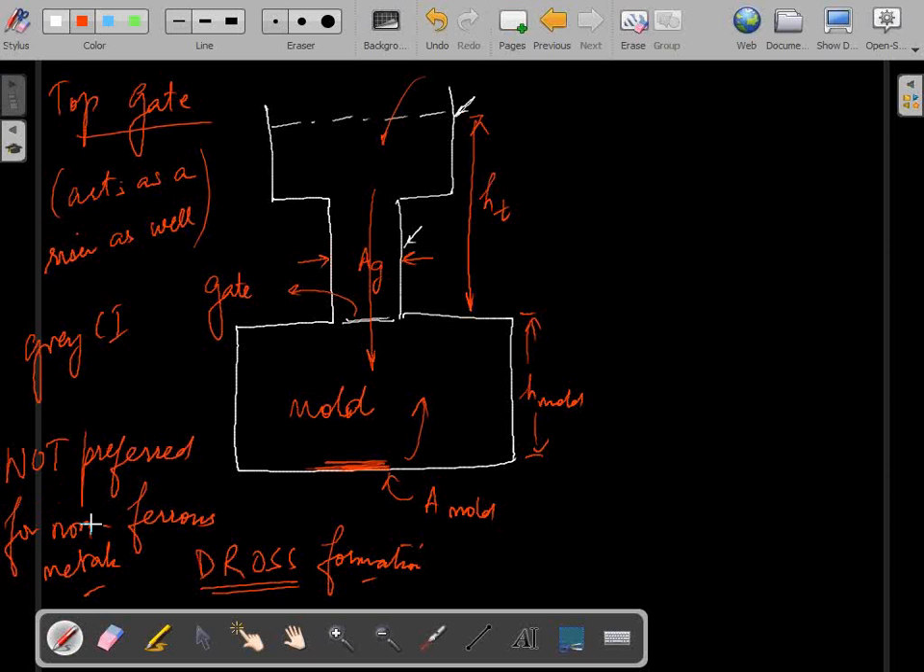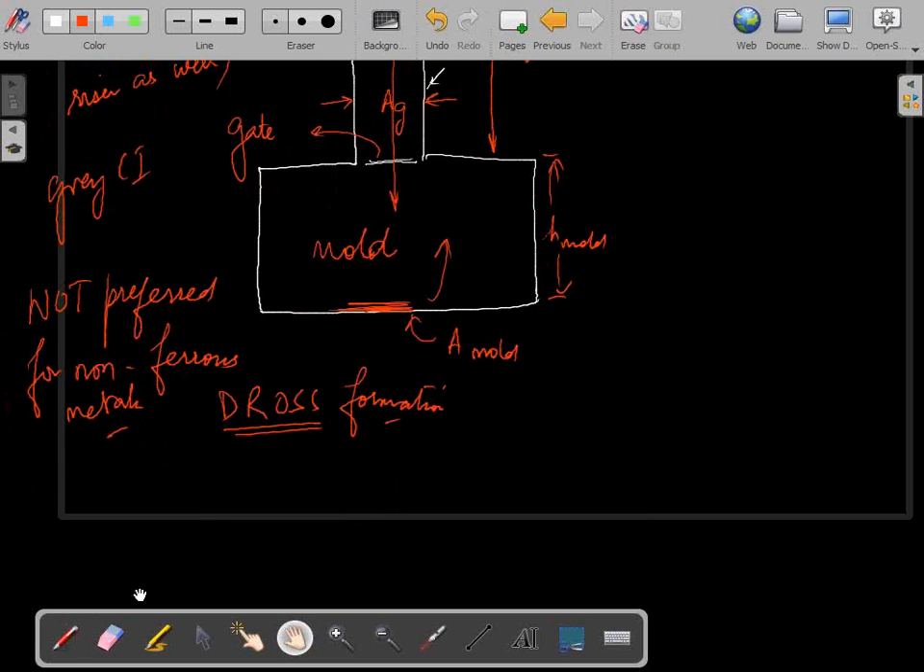Right. It is comparatively less. It is not that it will never form, it is comparatively less as compared to the non-ferrous metals.